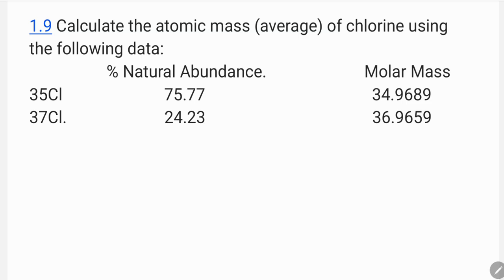Okay, now we are going to do the last question, which is 1.9. Calculate the average atomic mass of chlorine using the following data. If you remember, this kind of question we have already done in class 9th also. So we are going to use that formula over here. So we have to calculate the average atomic mass.